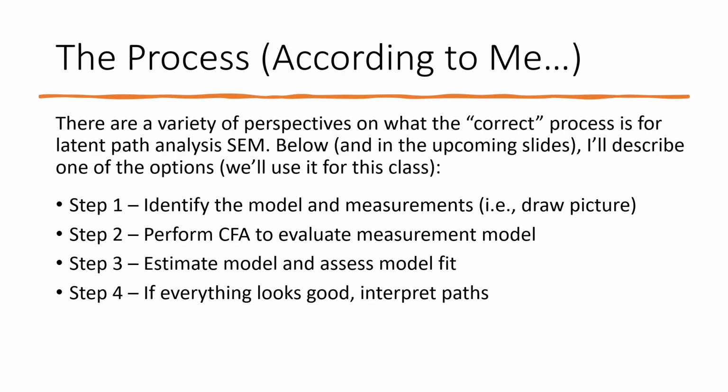Step four, if I'm looking at assessing particular relationships as my research question, is that after everything looks good and I'm confident that my model is the correct explanation for the underlying theory, I can go on and assess the relationships between the paths. So, step four is actually interpreting those paths, and we'll have statistical significance tests and other things that we can use.